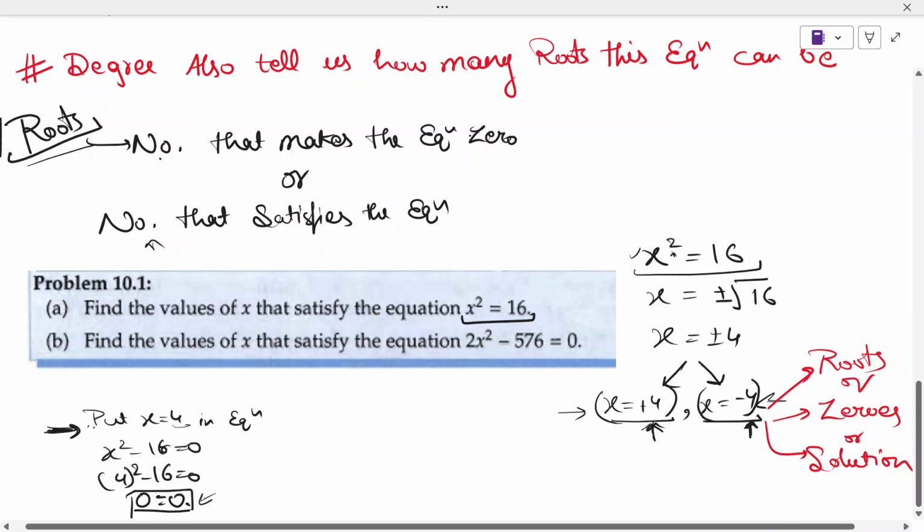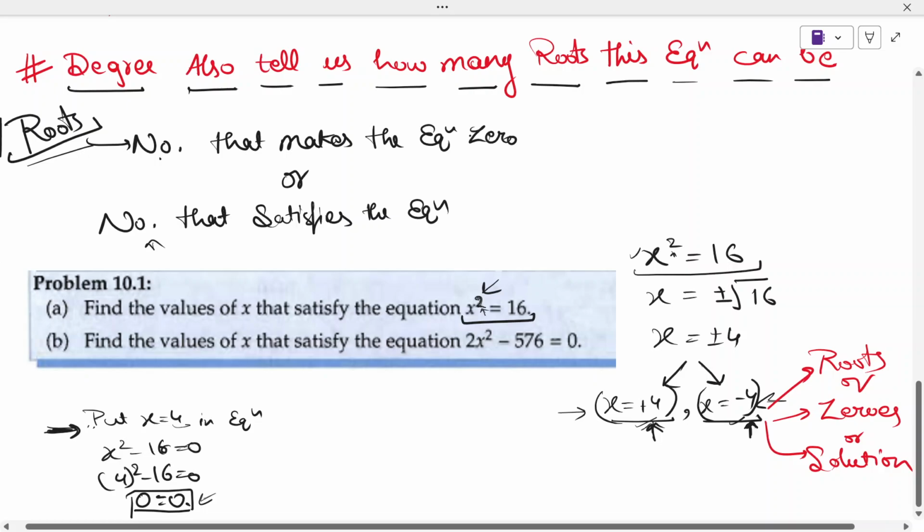Okay. So now you know what roots are. Here we understand that degree also tells us how many solution roots this equation can have. So here degree is 2. Degree is the variable's power. Here it's given that degree is 2. So how many roots does this equation have? 2. So basically, degree tells you how many roots any equation can have.